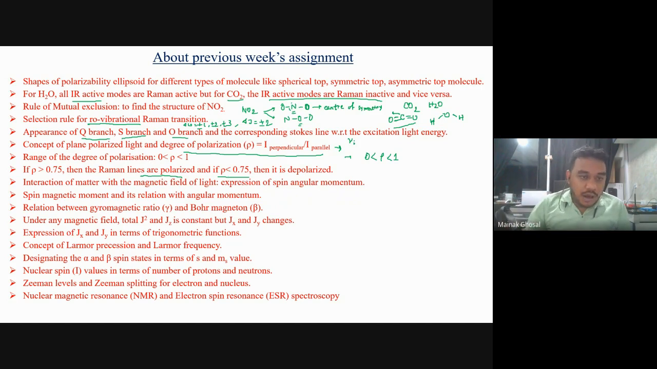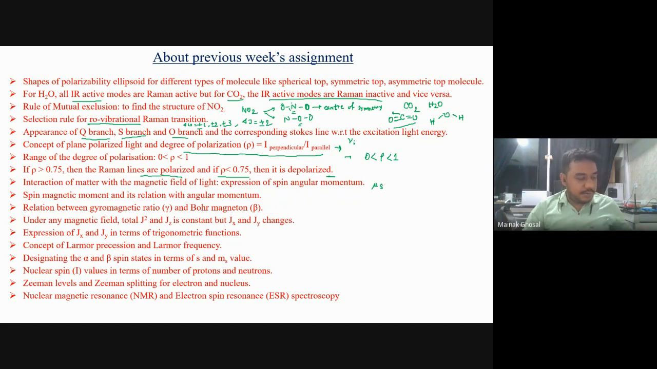Then the interaction of matter with the magnetic field of light was discussed, and there was a complete movement away from Raman spectroscopy. There is a starting of resonance spectroscopy, which we will talk about, one part of it. First the expression of the matter interaction with the magnetic field of light was given, and from that expression the spin angular momentum was given. Spin angular momentum, fine.